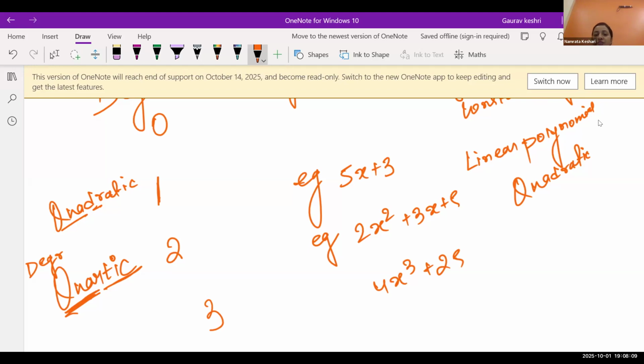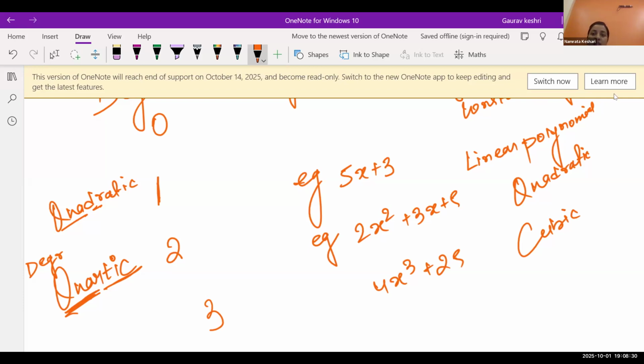So the next one is 4x cube plus 25. Here the highest power of the variable is 3, and the name is cubic polynomial. Only this much you need to know, till cubic. One more you can see, quartic polynomial. When the highest power is 4, the name is quartic, which is not in your syllabus. You just need to know till degree 3.